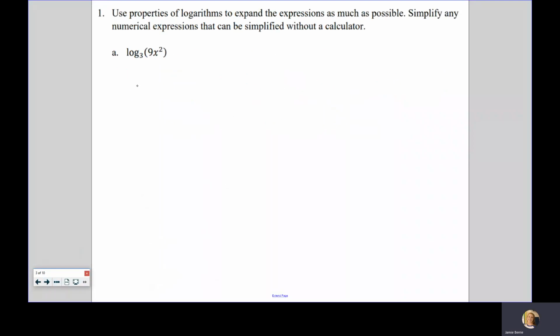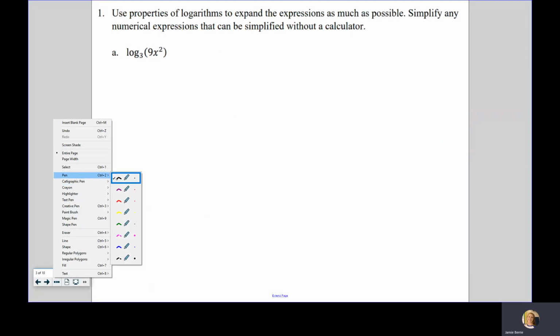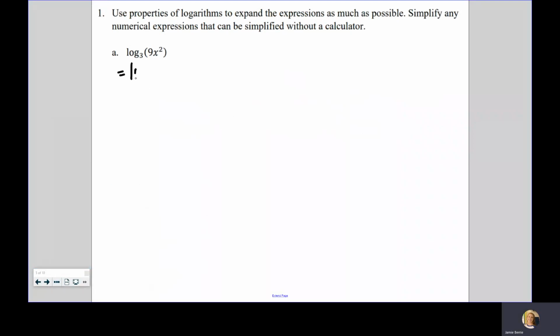Okay, so let's do this example. We have log base 3 of 9x squared. All right, so here we have a product. So we have 9 times x squared. So we're going to use the product rule to separate that, or to expand that. That becomes log base 3 of 9 plus, because it's product rule, log base 3 of x squared.